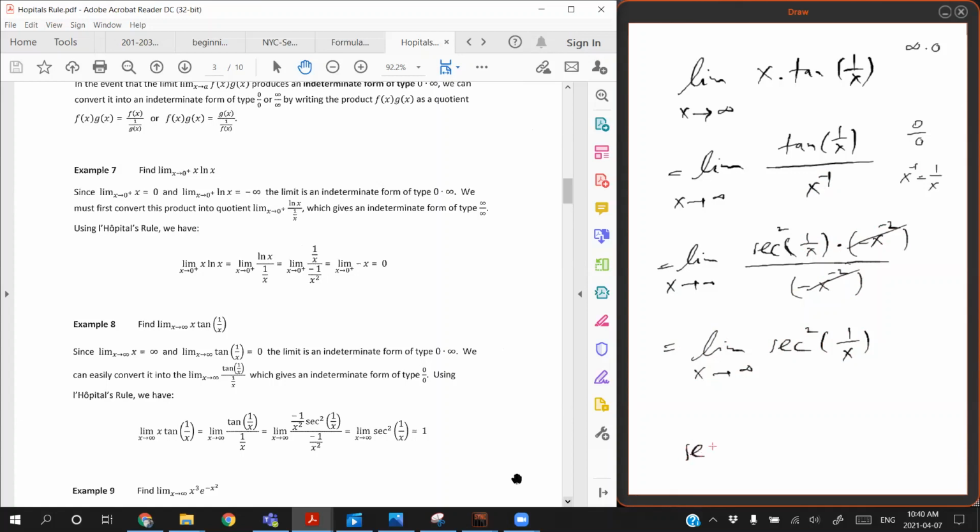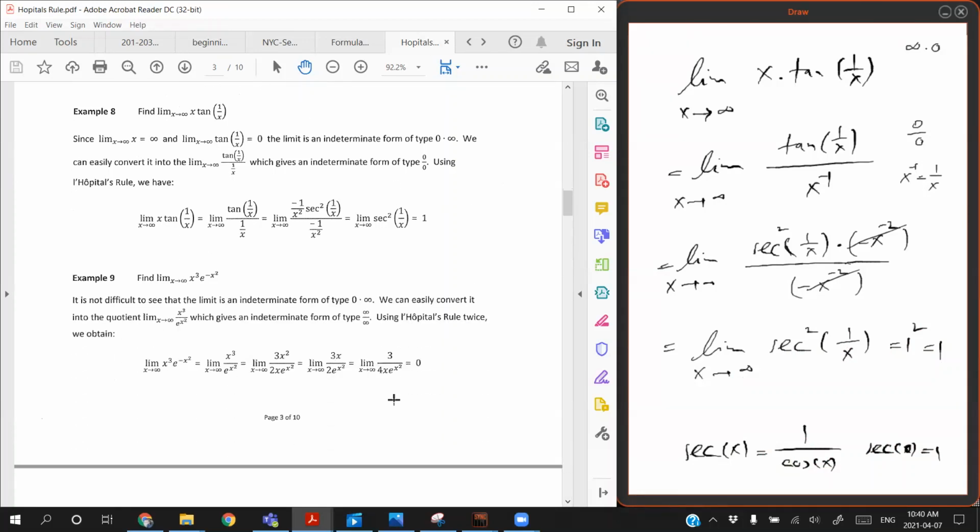Now notice that secant of x is 1 over cosine of x. So secant of 0 is going to be 1 over cosine of 0, and cosine of 0 is 1. So secant of 0 is 1. Now in this case, when x approaches infinity, 1 over x approaches 0. So we have secant of 0, which is 1 squared. That's going to be 1. Are we good? Any questions?